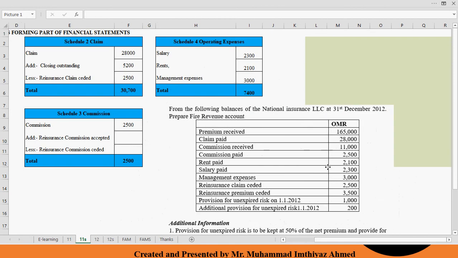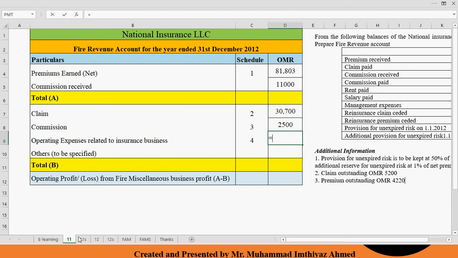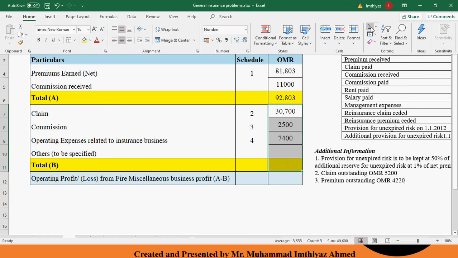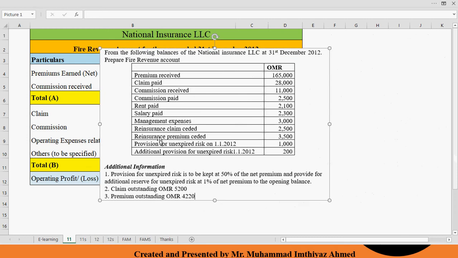So now I'll shift this total to our income statement. So our operating expenses total is said to be 7,400. Now let's calculate the operating profit or loss incurred by the fire insurance company. So first let us make the total, the total of A and the total of B. Then in order to calculate the operating profit, we need to take the total of A minus the total of B. So in this regard, we are getting 52,203 operating profit. So this is with regard to this problem, the fire revenue account.